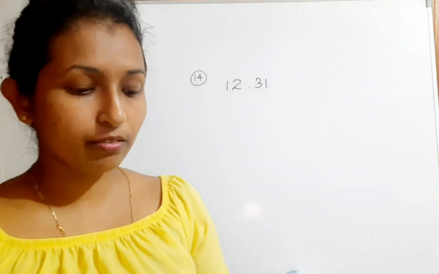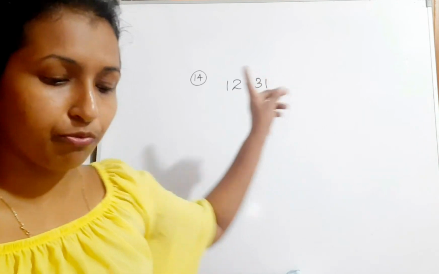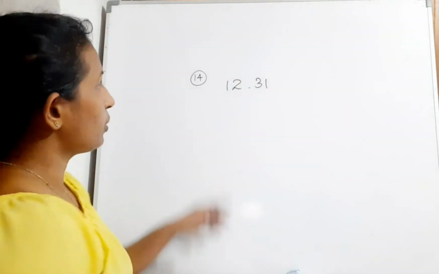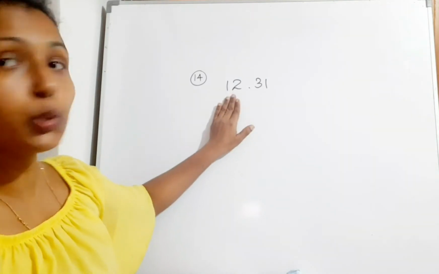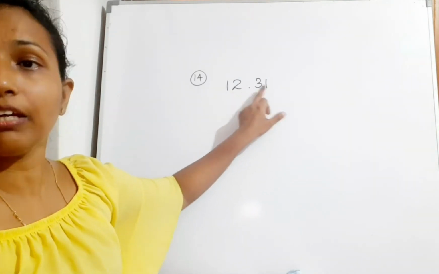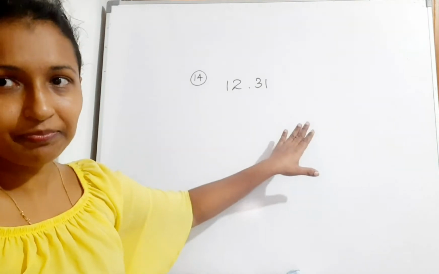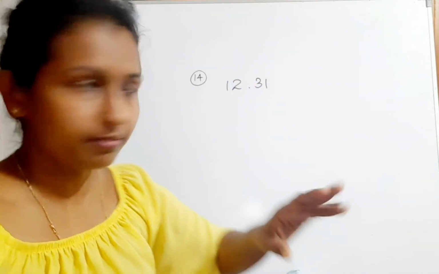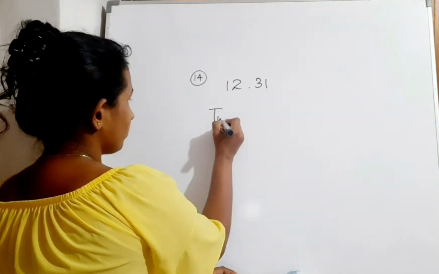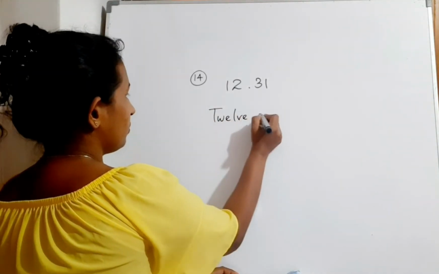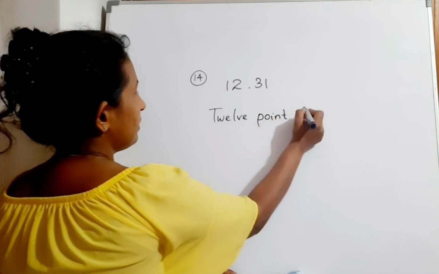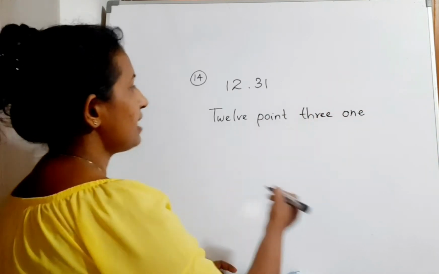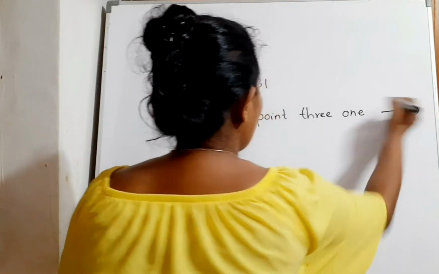Question number 14. Write the number in words given below. This is the number given. So, how to read this number? We read this number 12.31. That is the answer. 2 marks for that question.